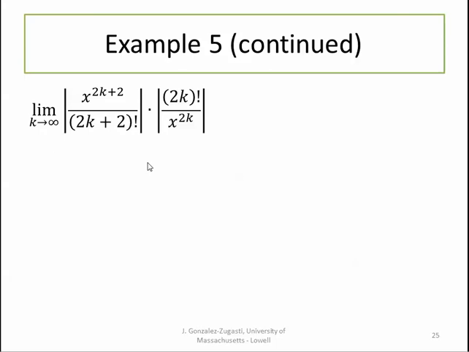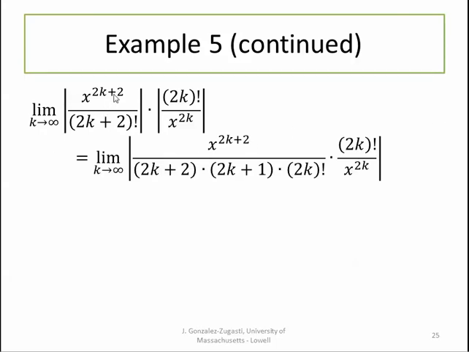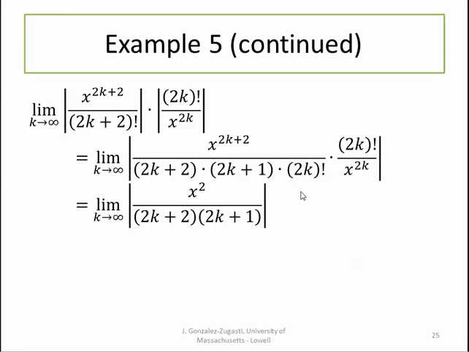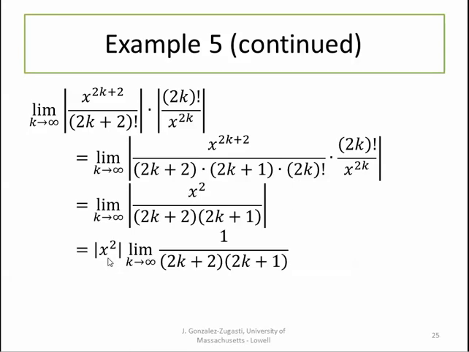Now, taking this here, x to the 2k plus 2, here's the 2k factorial. I can rewrite 2k plus 2 factorial as 2k plus 2 times 2k plus 1 times 2k factorial, and there's x to the 2k. My 2k factorials cancel out. Here, when I simplify this x to the 2k plus 2 divided by x to the 2k, that becomes x squared. X squared is a constant, so we can pull that outside of our limit sign.